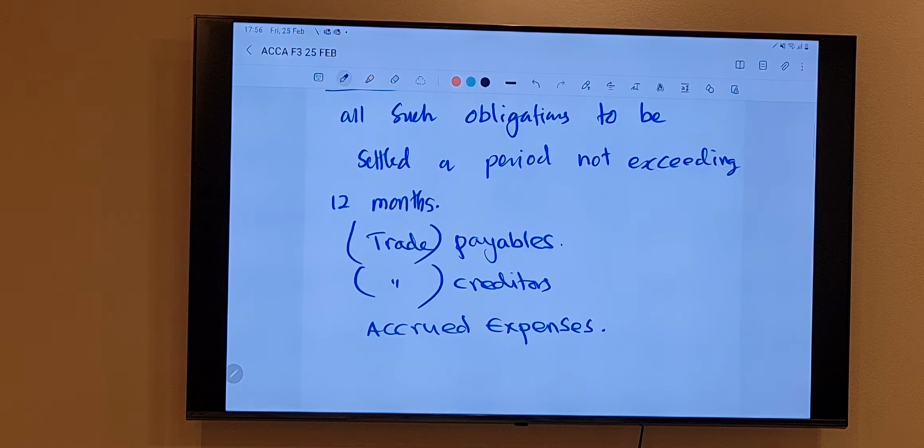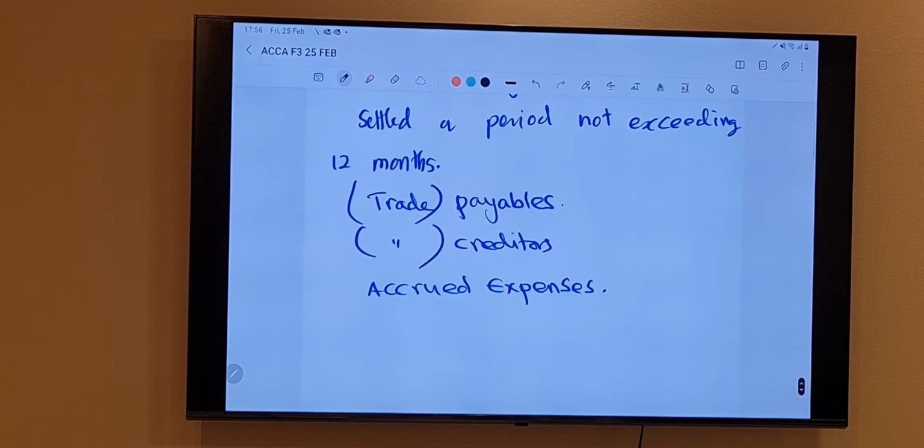Understood. Okay. So these are the main ones, and bank overdraft also. These are the examples for current liabilities.